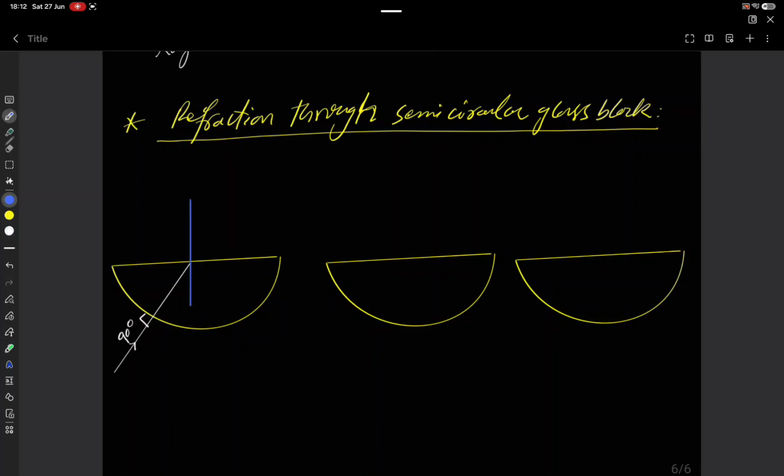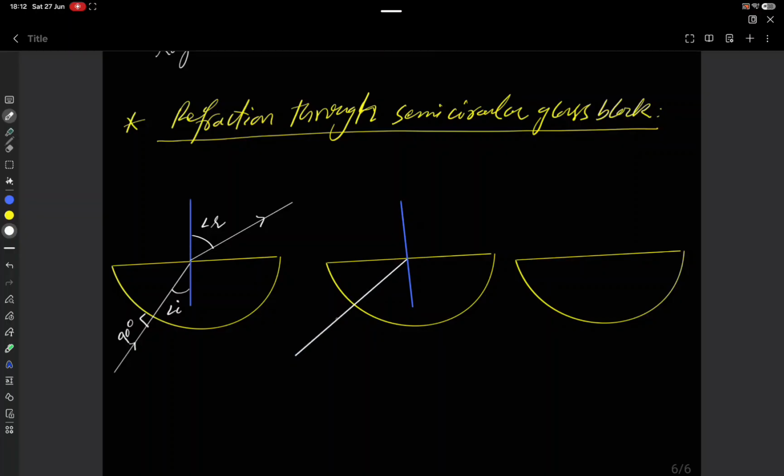Here, the light ray bends. As the light travels from a denser to a less dense medium, the light ray bends. This is the angle of incidence in the denser medium. This is the angle of refraction in the less dense medium. If I increase the angle of incidence, what will happen? The angle of refraction also increases.